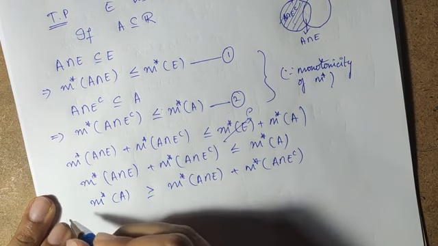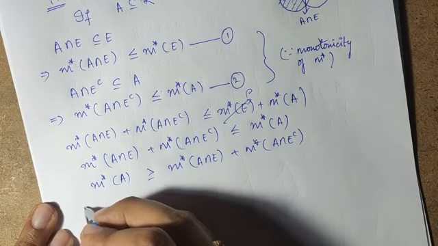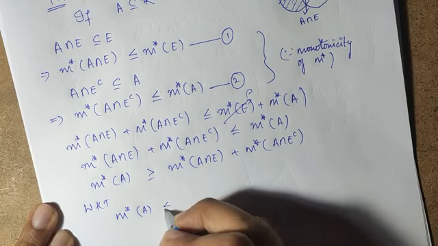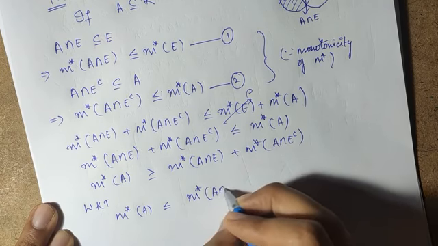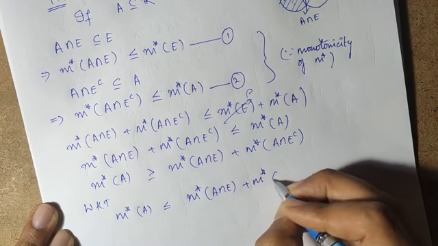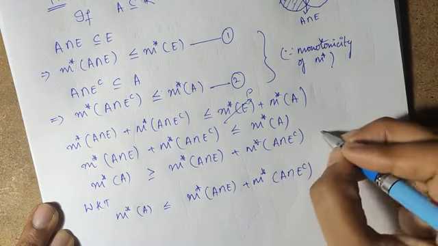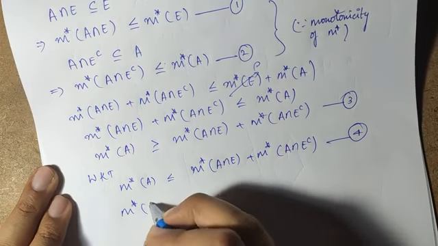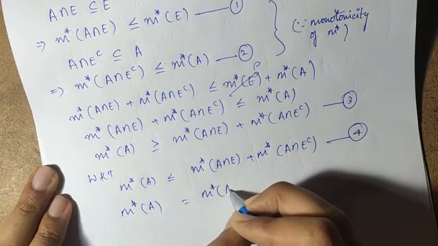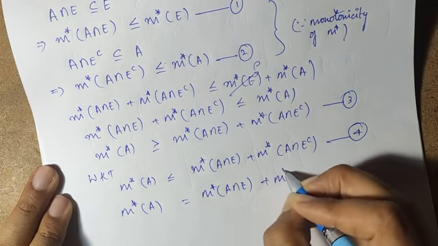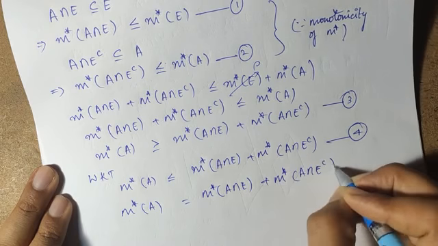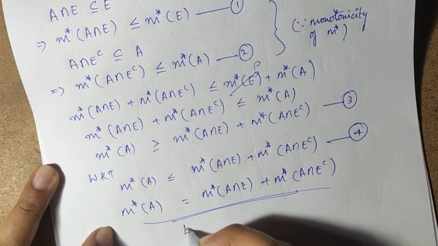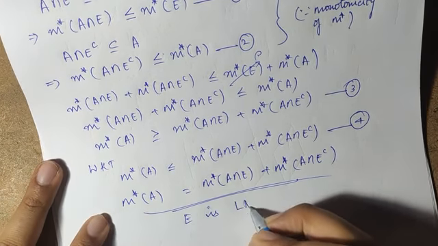From the countable subadditivity property, it is known that m star of A is always less than or equal to m star of A intersection E plus m star of A intersection E complement. I will call this inequality 4. So from inequalities 3 and 4, I can say m star of A is equal to m star of A intersection E plus m star of A intersection E complement. This is nothing but, from the definition of Lebesgue measurable set, I can say E is Lebesgue measurable set.